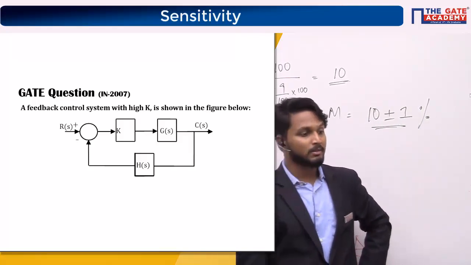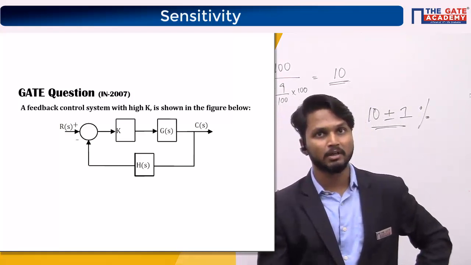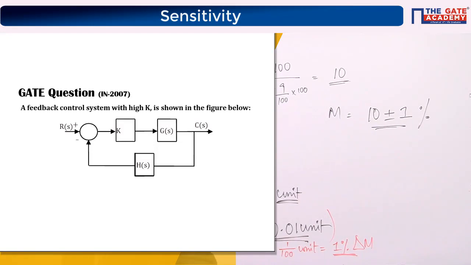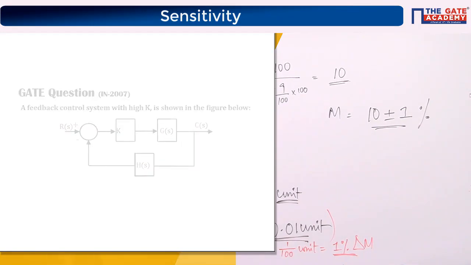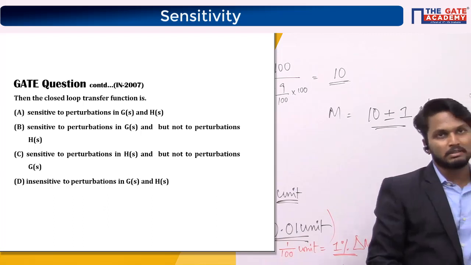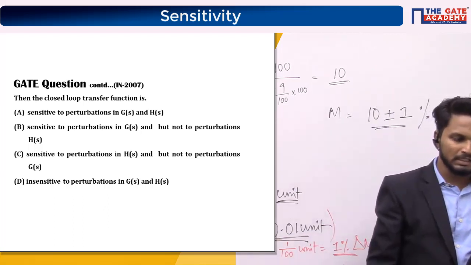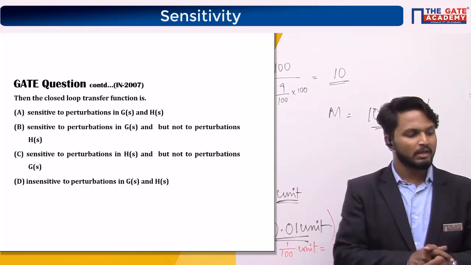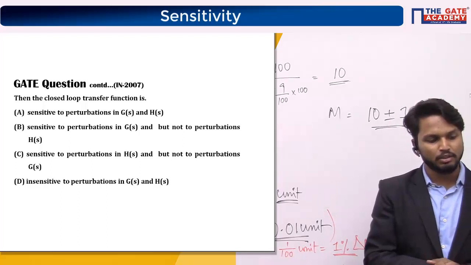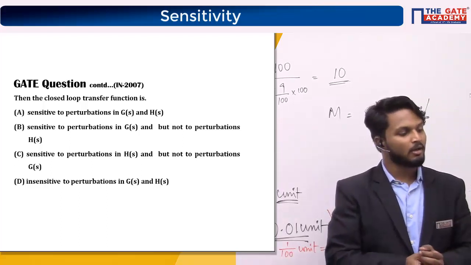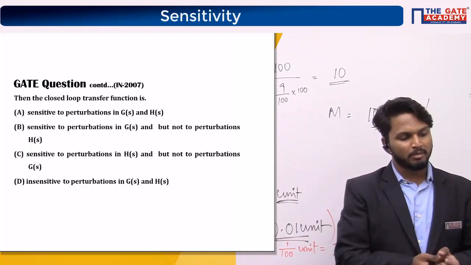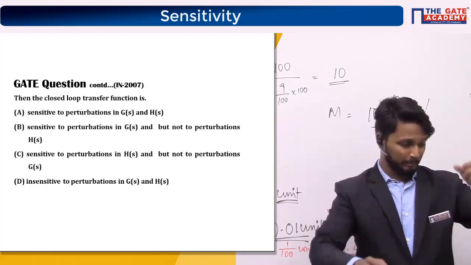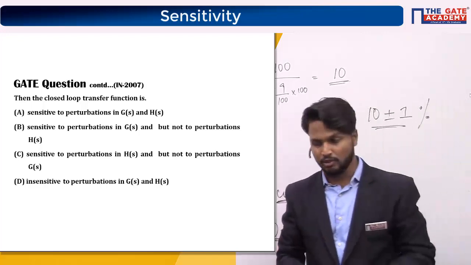A feedback control system with high gain K is shown in the figure below. Please write this question down; we'll move on to the next slide. Then the closed loop transfer function is: option A, sensitive to perturbations in G(s) and H(s). Option B, sensitive to perturbations in G(s) but not to perturbations in H(s). Option C, sensitive to perturbations in H(s) but not to perturbations in G(s). And option D, insensitive to perturbations in G(s) and H(s).